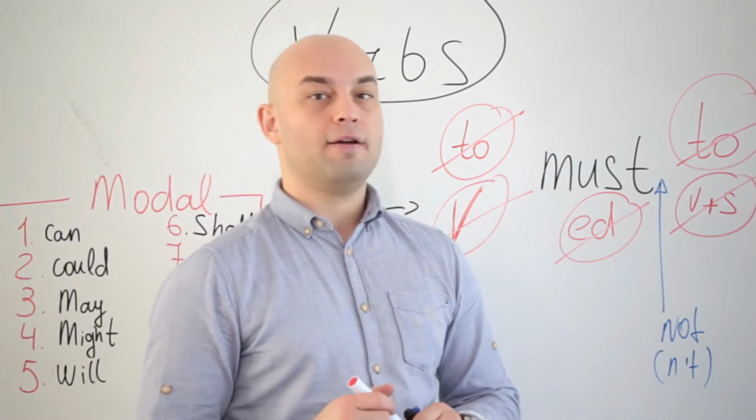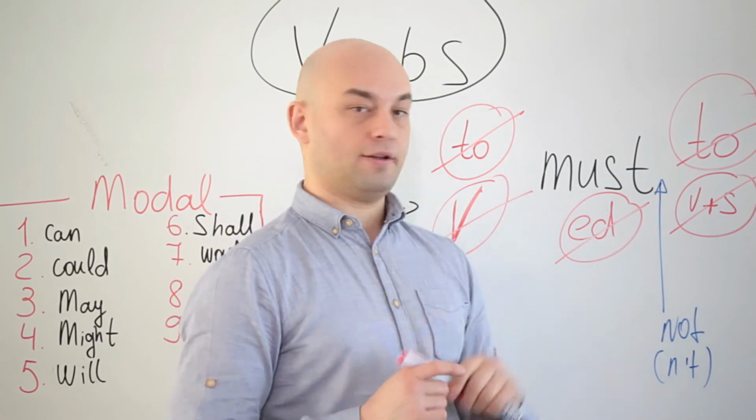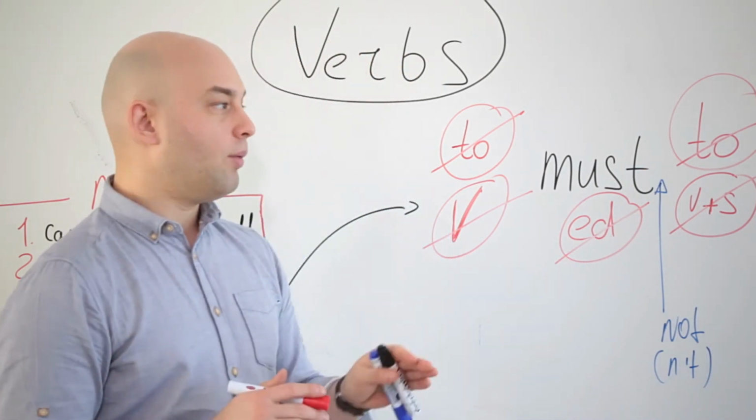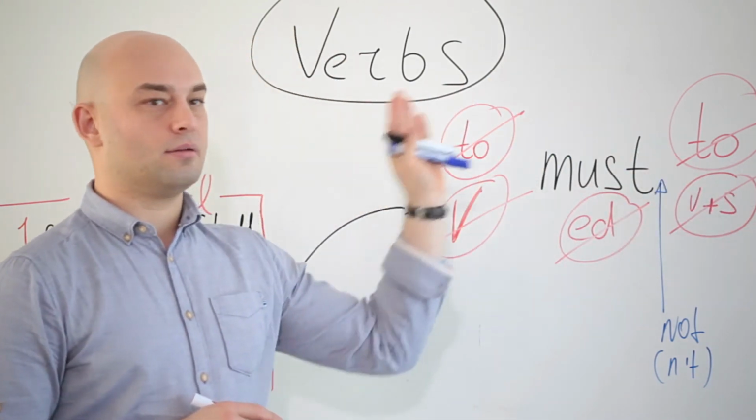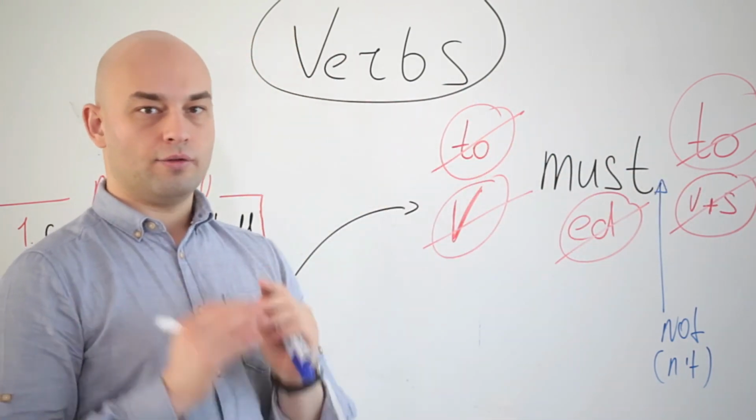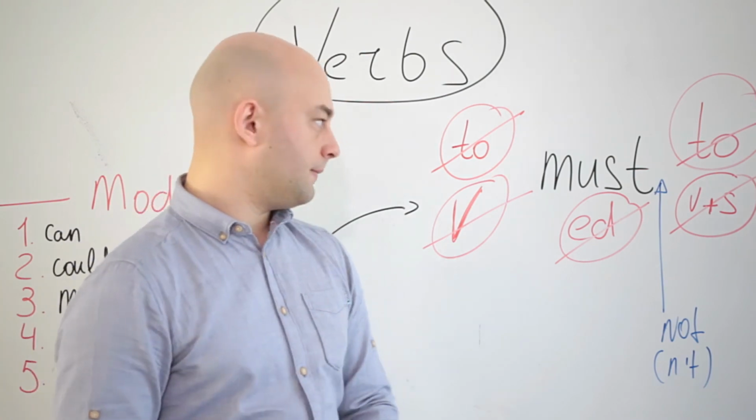You cannot have the to particle after this verb, okay? So there's no way you can say must to, may to, or can to. There's no way. For modal verbs, it's a no-go.